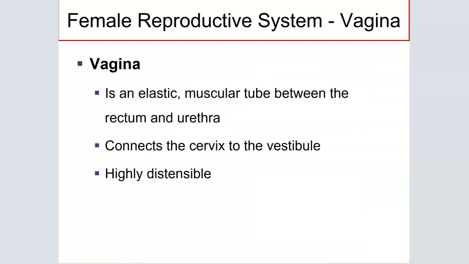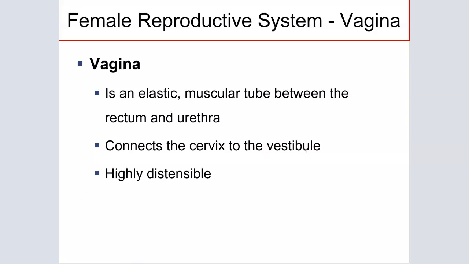So the vagina is the birth canal. It's a tube, basically a thin, elastic tube between the urethra and the rectum. It basically connects your cervix to the opening to your reproductive tract, which is called the vestibule. I'll show you that later.